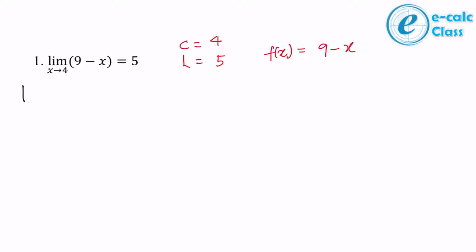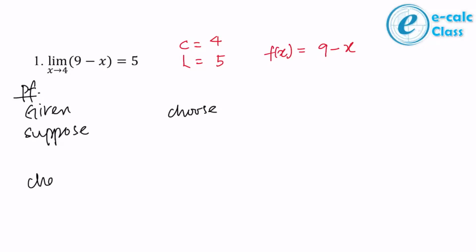Okay, let me just write proof. The template is very simple, which I'll write in black. Given, choose, then suppose, then we need to check. Maybe I need more space for suppose later, but never mind. So these are the 4 parts of the proof. I will go through them one by one.